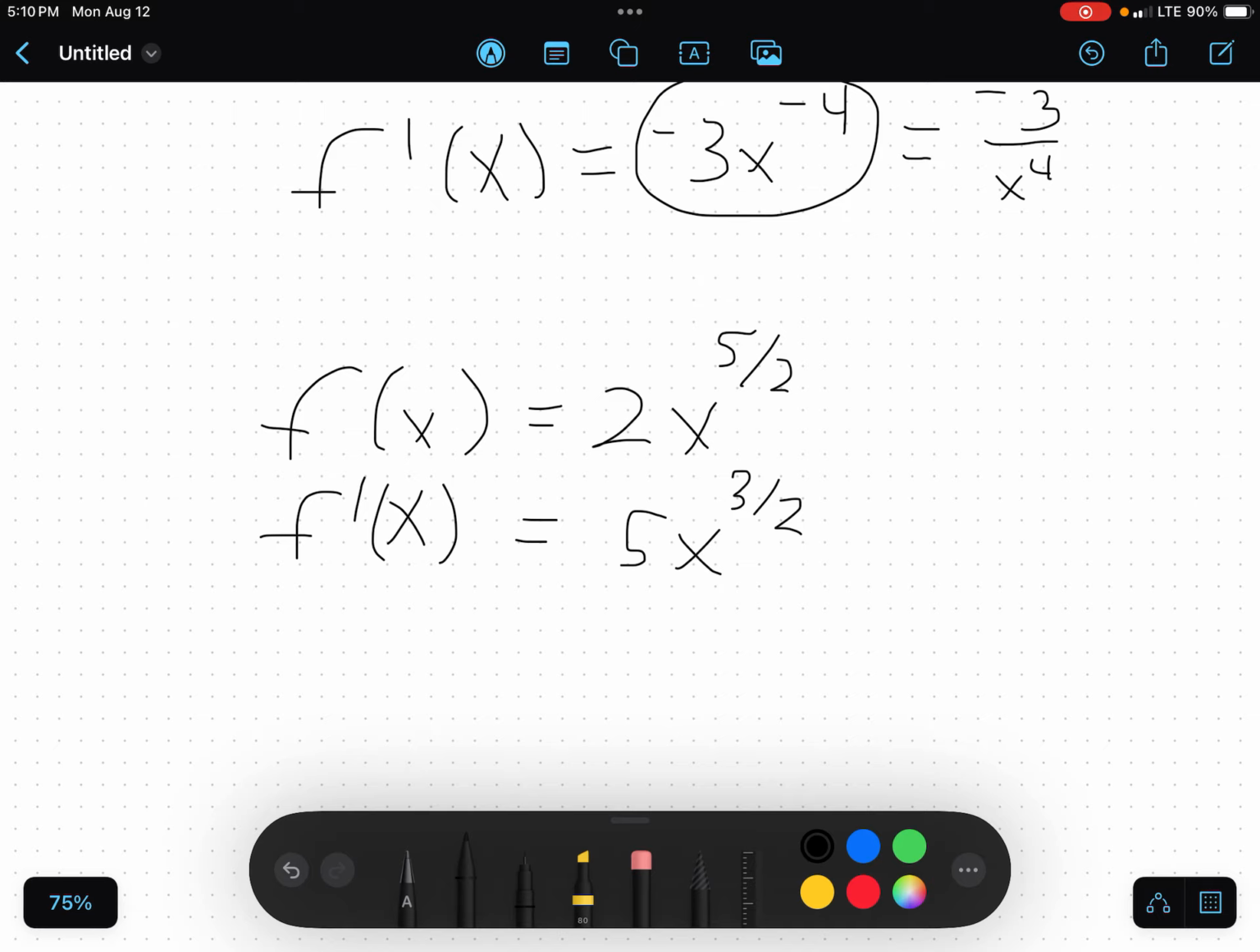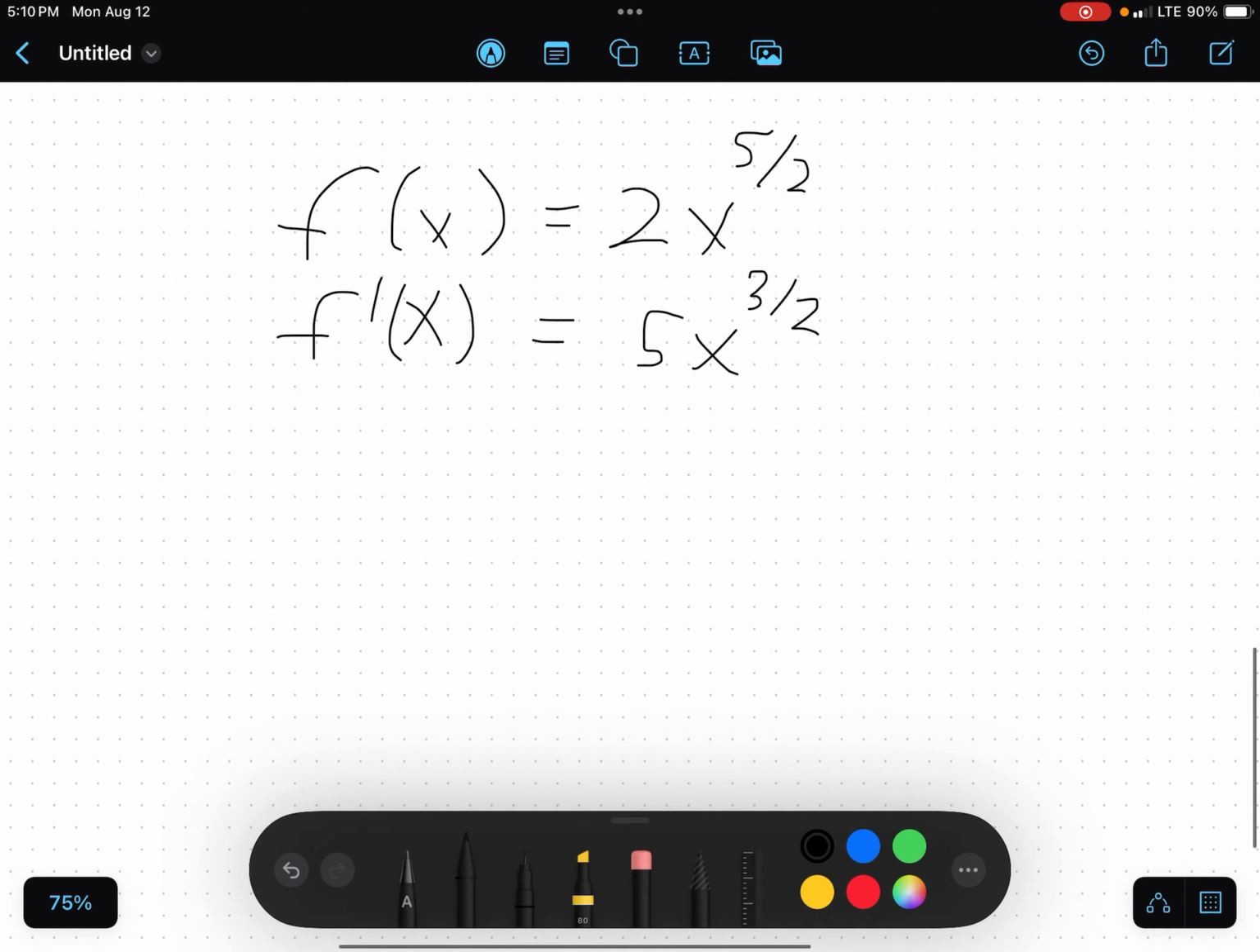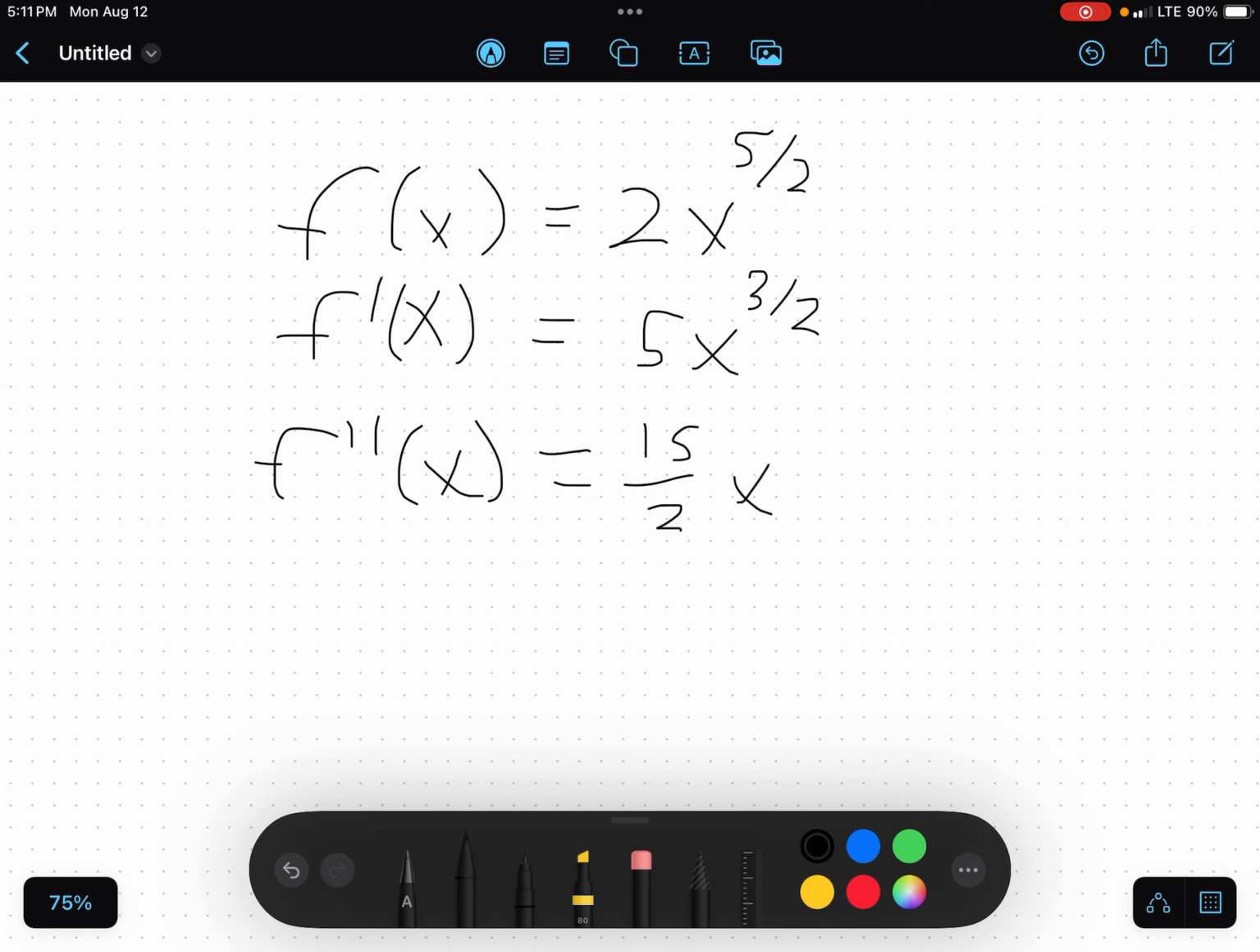Actually, let's do the same one that we just had, make things a little bit more interesting. I'm going to take the second derivative, f double prime of x. 3 halves times 5. What we wind up with for our numerical coefficient is 15 halves x, and 3 halves minus 1 half is 1/2, which I can write as 15 halves times radical x, or I could have put that radical x in the denominator.